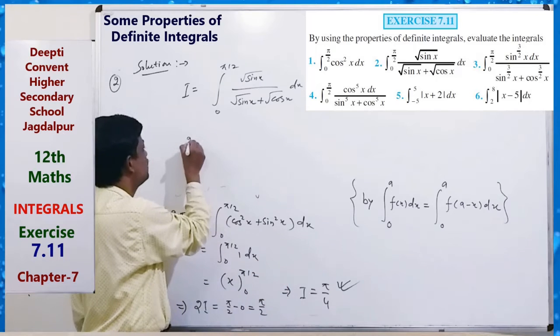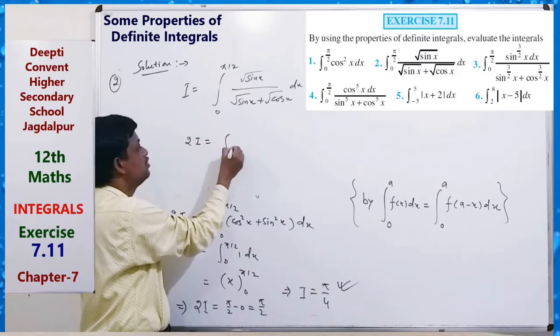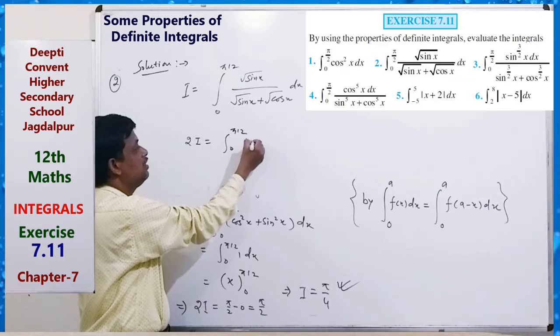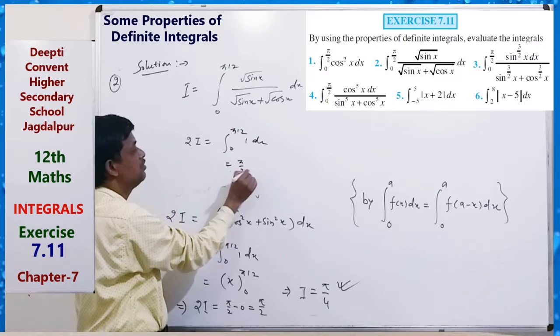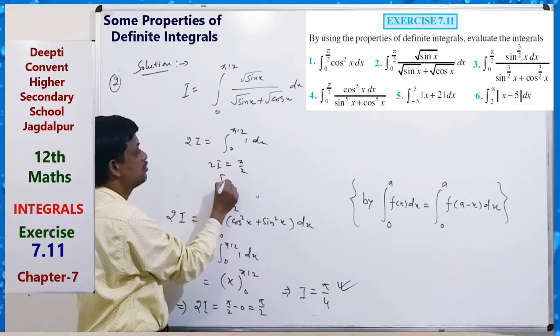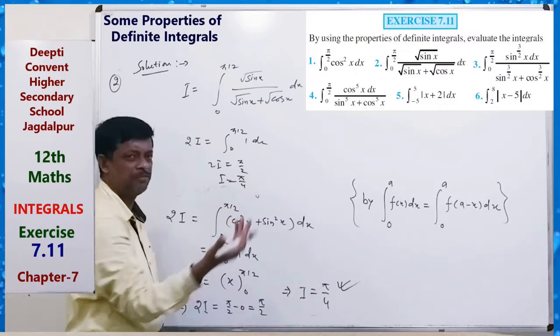So 2I equals what? 2I equals the integral from 0 to pi/2 of 1 dx. Solving, pi/2. So 2I equals pi/2, so I equals pi/4. Very simple.